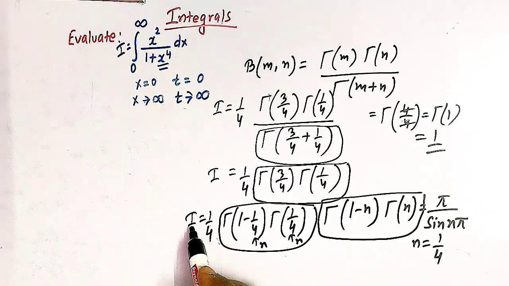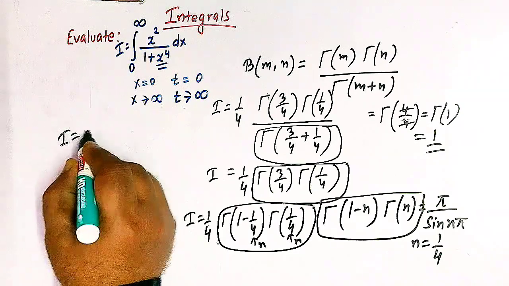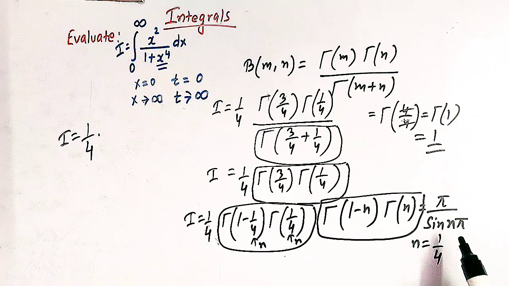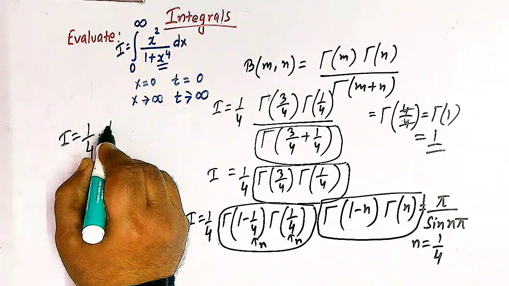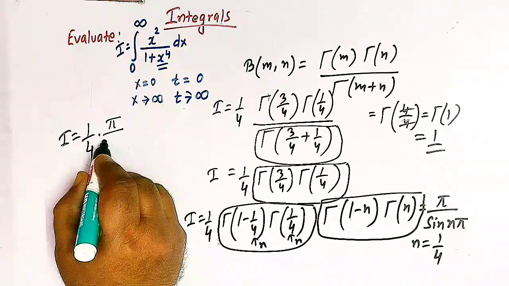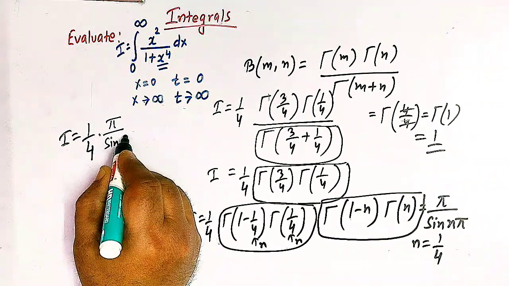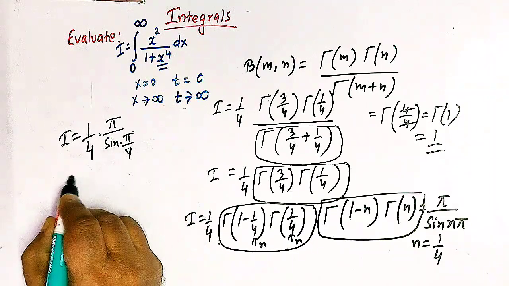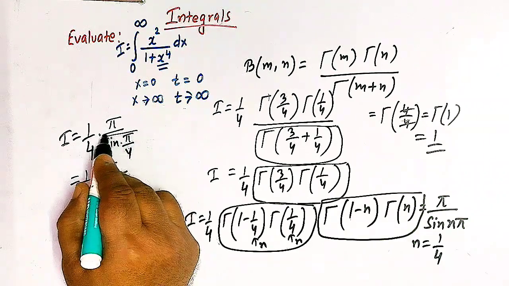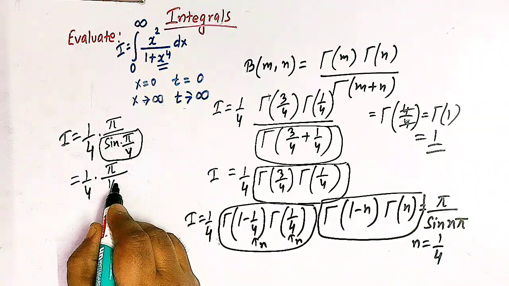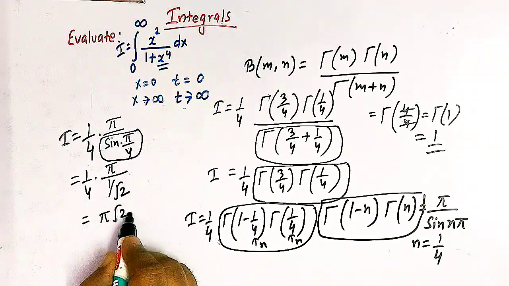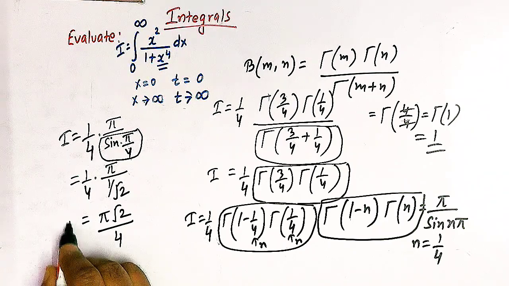So now the value of this integral I can be written as 1 by 4, and this expression can be replaced by pi over sine of n pi. N is 1 over 4, right? So we have sine pi over 4. So we have 1 over 4 pi and sine pi by 4 is given by 1 over square root of 2. So this is pi times square root of 2 over 4, right?